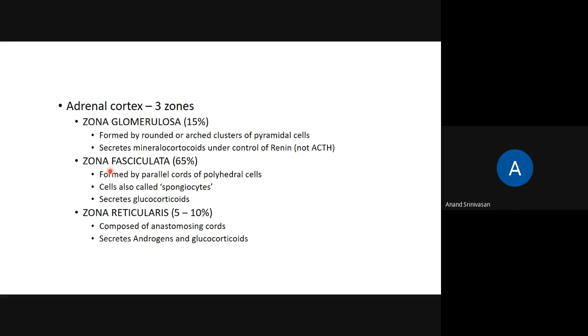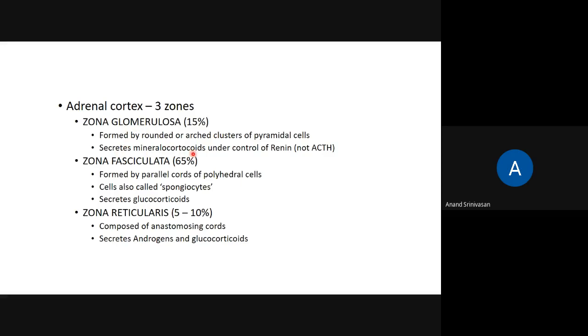Now coming to the zona fasciculata. Why is it called fascicles? Because the cells are perpendicular; they are formed by parallel cords of polyhedral cells. The cells are also called spongiocytes, and they secrete glucocorticoids. So fasciculata secretes glucocorticoids and glomerulosa secretes mineralocorticoids.